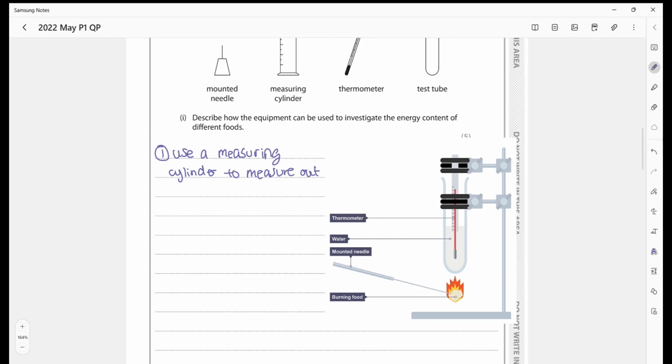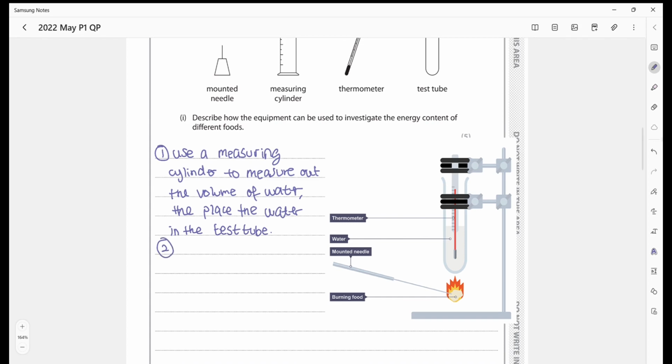To measure out the volume of water, then put the water in the test tube. All right.